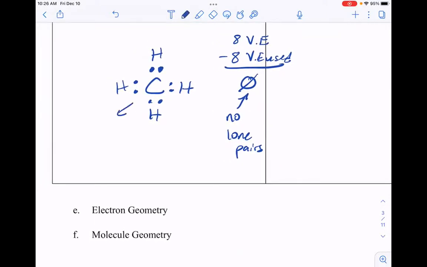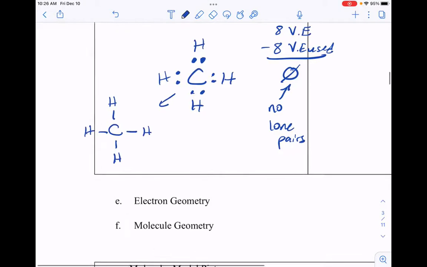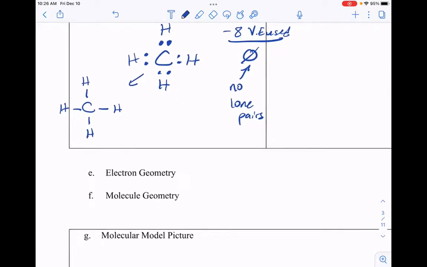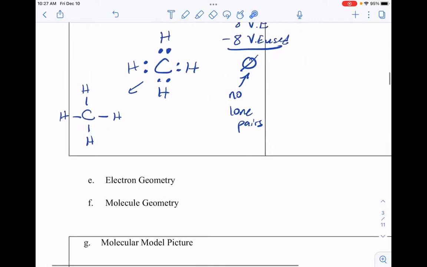If I wanted to translate this Lewis dot structure into just a general Lewis structure that shows bonds, I have 1 pair here between these 2 atoms, so that's just a single bond. The pattern repeats itself all throughout, and this is basically my structure. So what is my electron geometry? Tetrahedral. Okay, very good. So I have 1, 2, 3, 4 groups of electrons, so it's tetrahedral.